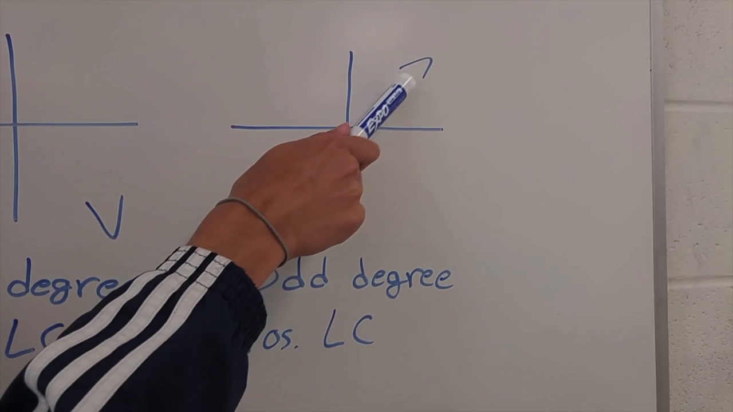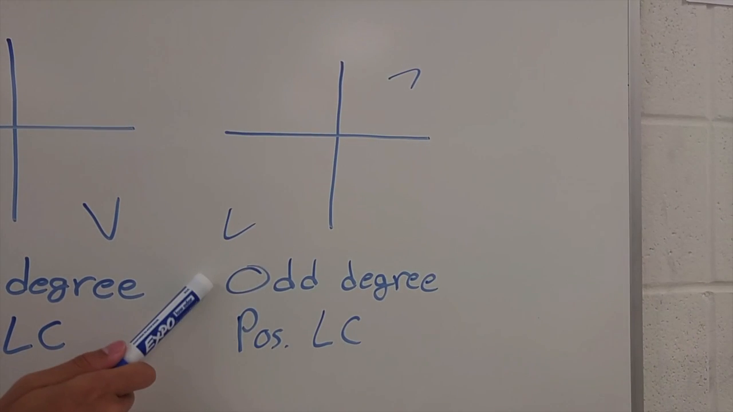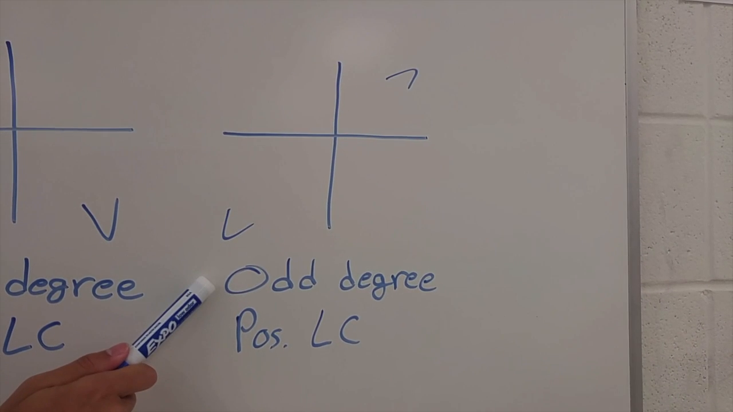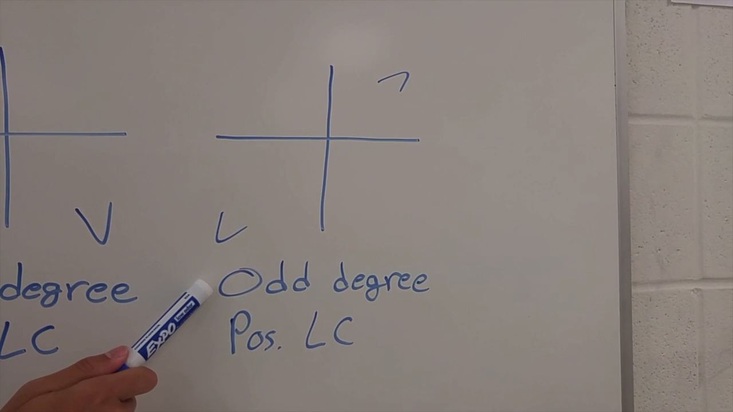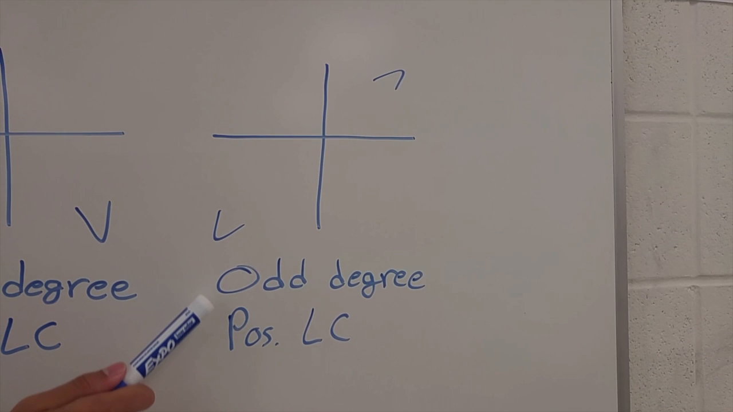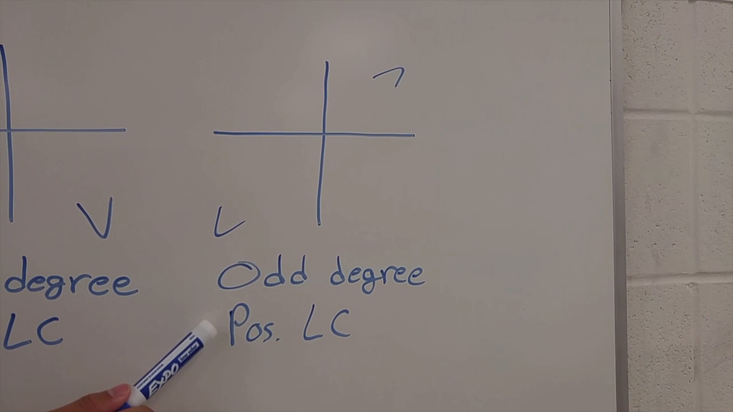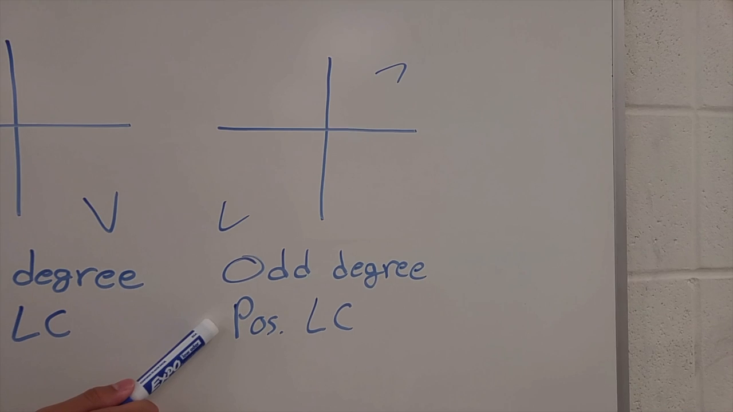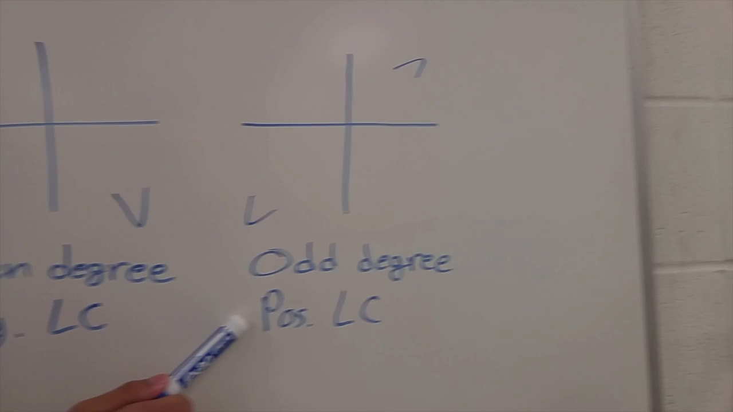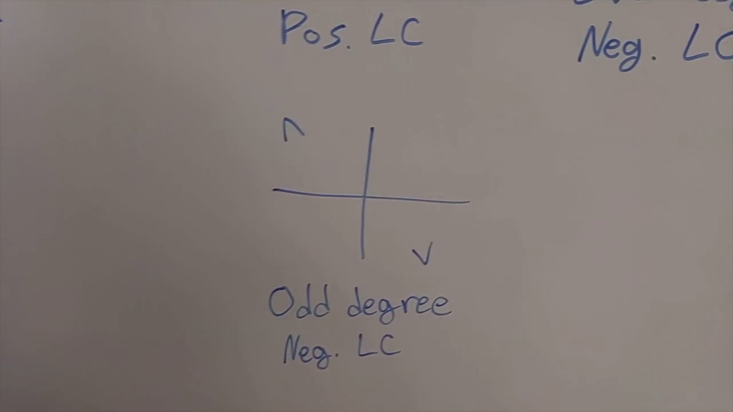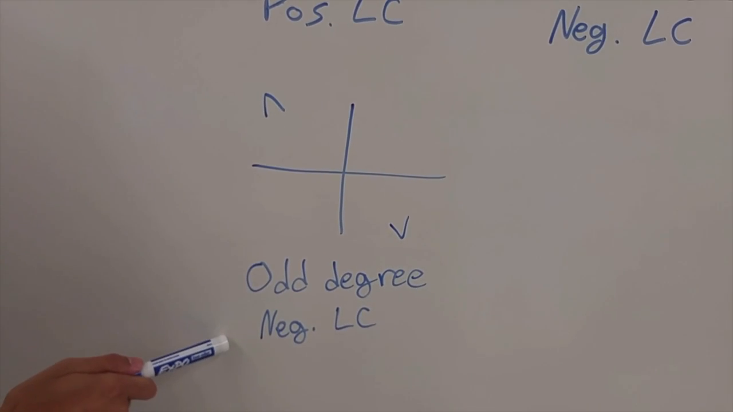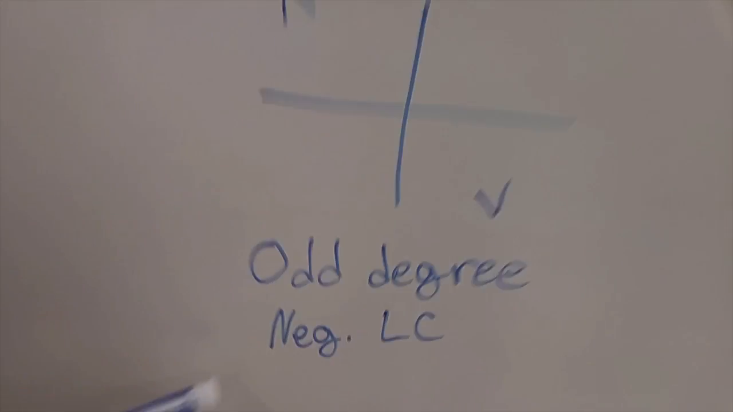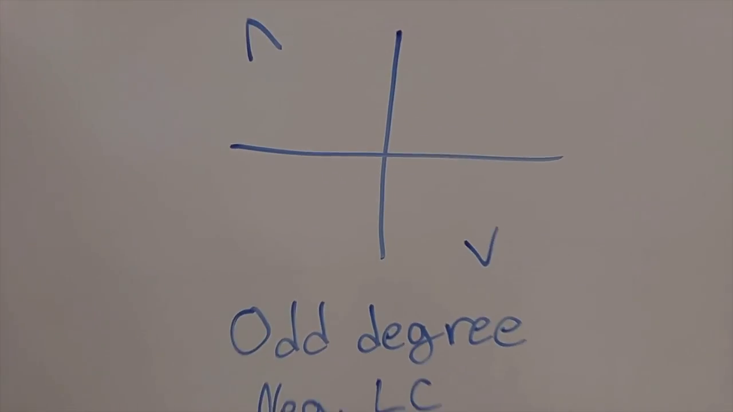Whoa, that's a crazy looking end behavior, but don't be fooled. Odd degree positive leading coefficient just means that it's sort of going to look like a linear function with the end behavior, and it's going to go from quadrant 3 to quadrant 1. Boom. Alright, similar to the last graph, odd degree negative leading coefficient. The negative leading coefficient just means that you flip the opposite way.